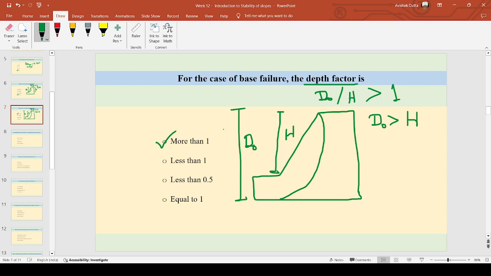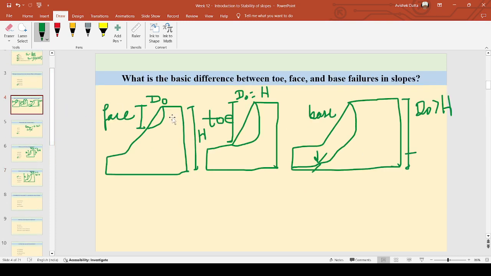So for the case of base failure, the depth factor will be more than 1, that is d0 by h, the depth of failure divided by the height of the slope, will be more than 1. In this context, I can also say that in the case of face failure, the depth factor will be less than 1. In the case of face failure, it has not been mentioned, I have not given the question, but I can tell you that in the first case, the second case and the third case I have covered the depth factor.